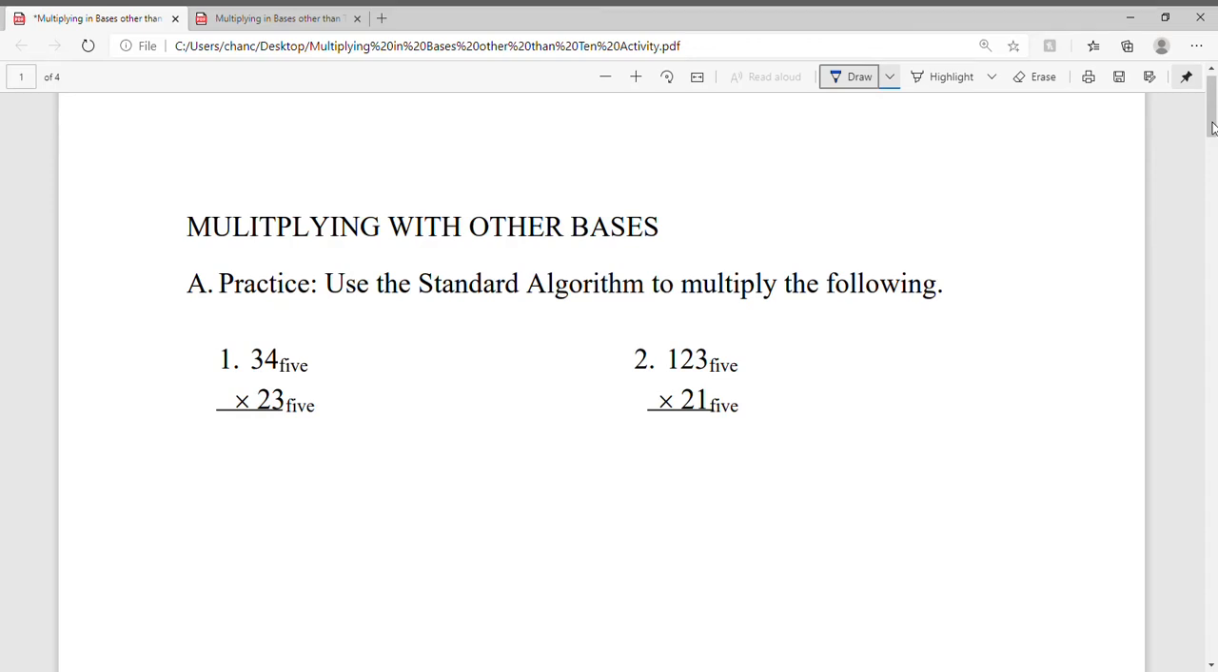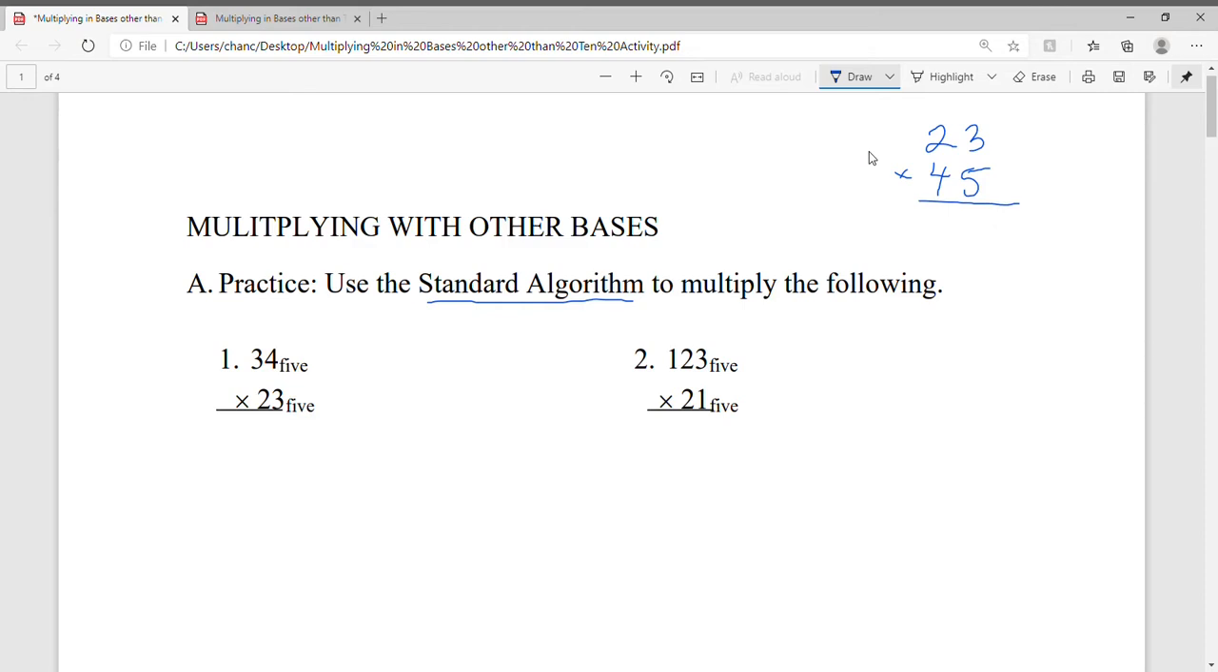In today's lecture, let's multiply with other bases. We'll start by using the standard algorithm. That's the algorithm you already know how to do. Before we do these questions, let's try something we already know how to do. Let's do 23 times 45.